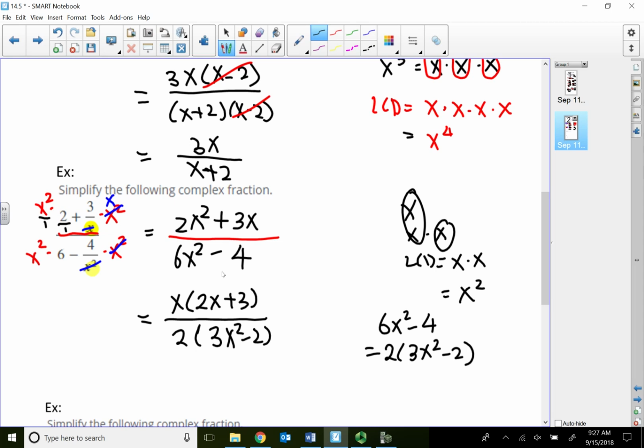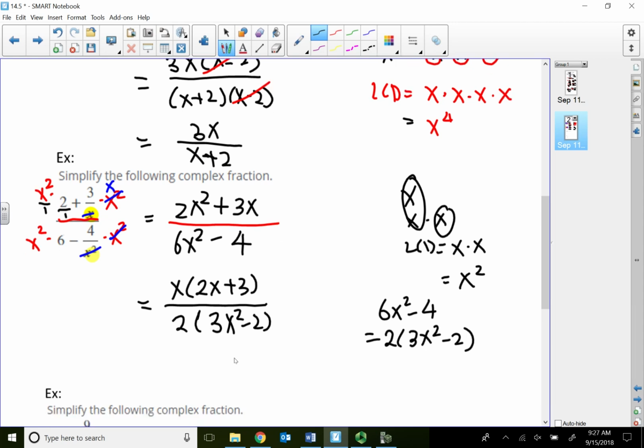So once I've factored out the greatest common factor, there is no common factor to be reduced. So that can be my answer right there. Okay, that's all it is to it.